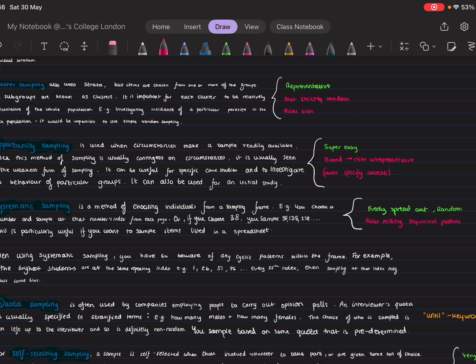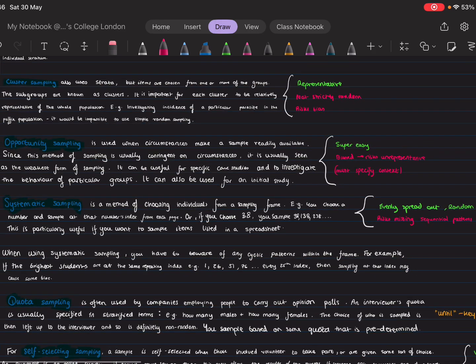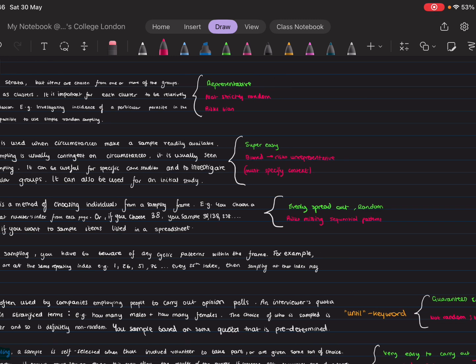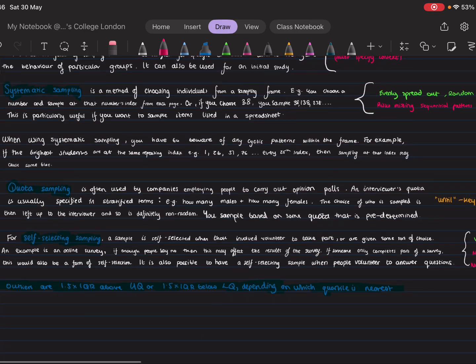When using systematic sampling, you have to be aware of any cyclic patterns within the frame. For example, if your sampling frame is ranked, then if you sample at the same index, your sample is going to be comprised of sampling units which are very similar. That also links to the disadvantage, which is it risks missing sequential patterns. But the advantage is that it's evenly spread out and also random.